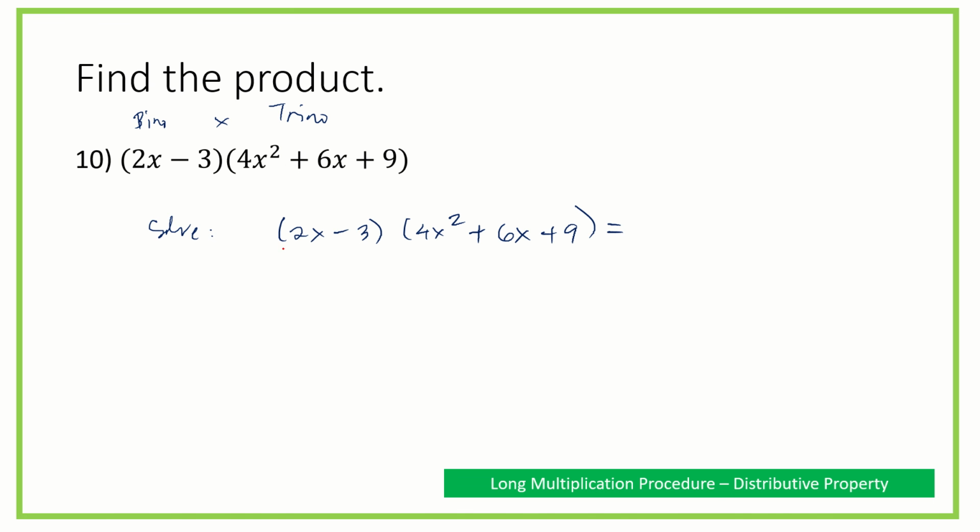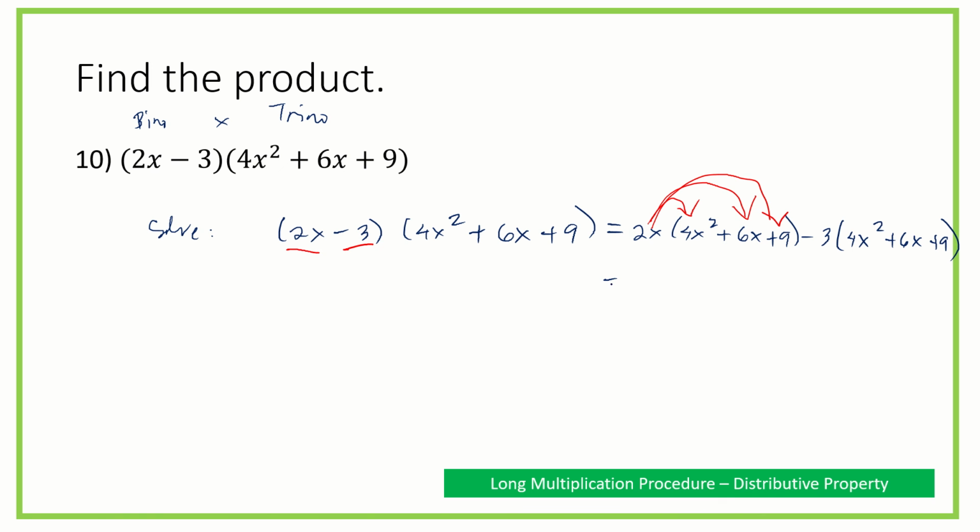So the first term of our binomial must be multiplied to our trinomial, and the second term of our binomial must be multiplied to the trinomial. So that will become 2x times the quantity of 4x squared plus 6x plus 9. Then you have minus 3, the second term, multiplied with 4x squared plus 6x plus 9. And we distribute 2x to 4x squared, 2x to 6x, and 2x to 9.